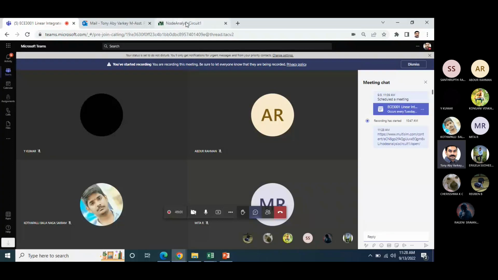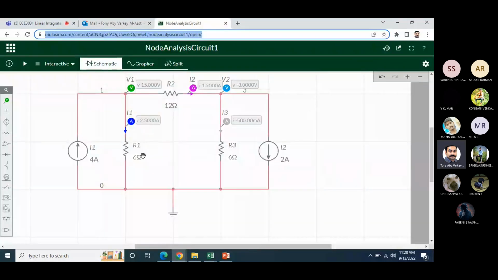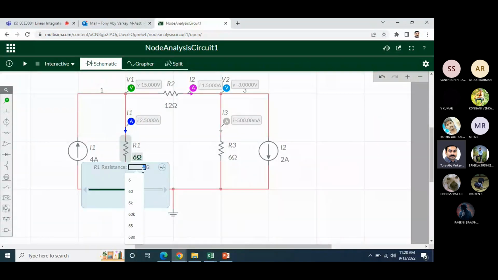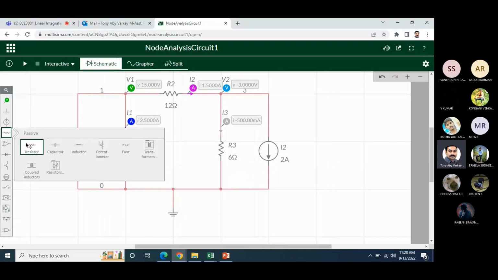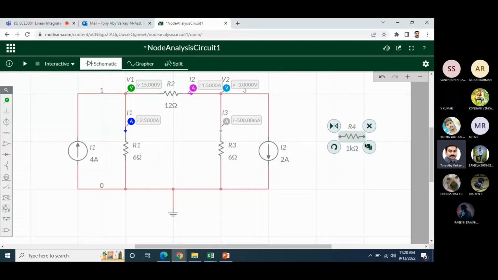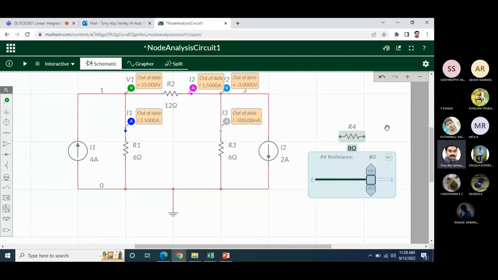Sir, how to change kilo ohms to ohms? What you can do is just go there. K will be there automatically. You delete that and change it. That's it. Understood? Suppose you have a resistor, I'm taking a resistor 1K. Click on this, 1K it will be. You replace it with 8, whatever you want. Understood? Okay, sir.